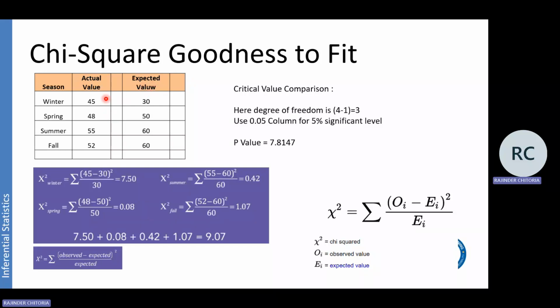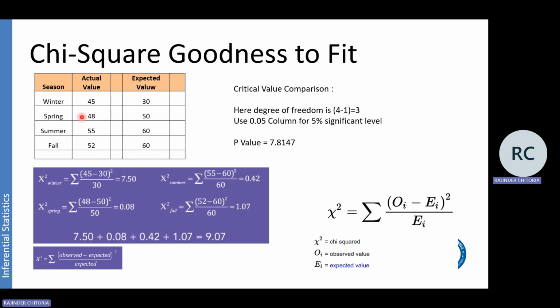So it's a value. So what is the actual value? For winter we are expecting some value, 45, 48, 55, 52, and for expected value we are having 30, 50, and 60, likewise. It could be based on the critical table which we have created. Let's hypothetically, I'm taking some values here just to validate.